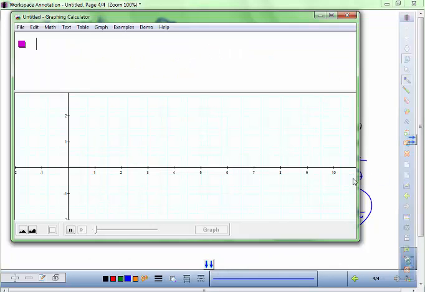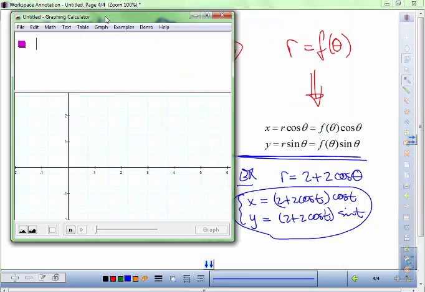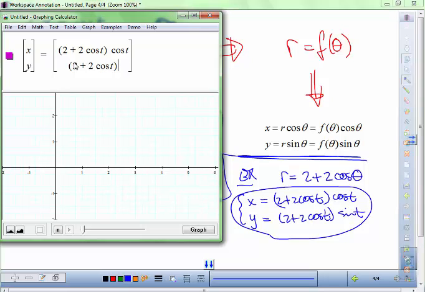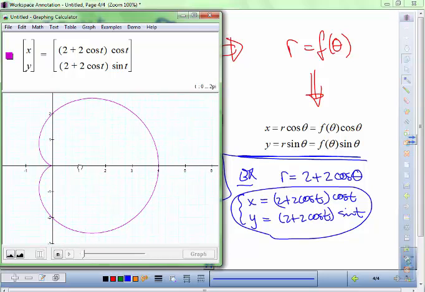Just to make things easier, switching between polar and parametric, let me take out this graphing calculator program and type in these parametric equations, and we should get the same cardioid. So it's 2 plus 2 cosine t, and then 2 plus 2 cosine t times sine t. Notice how this automatically goes from 0 to 1? See the convenience? But if I go all the way from 0 to 2 pi, then I have this cardioid.